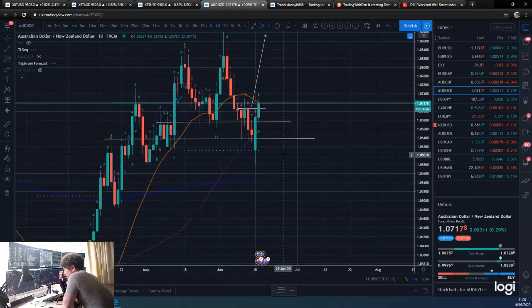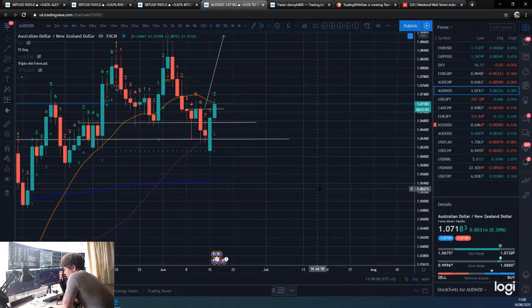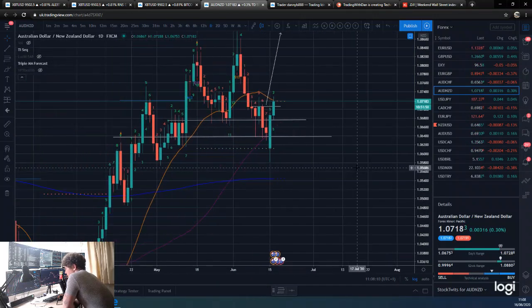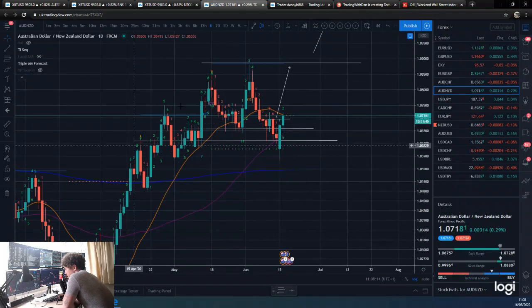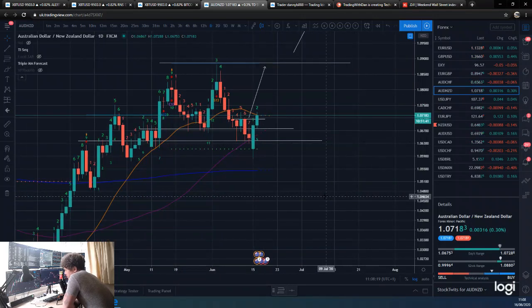Did we have anything on the daily as well? No, nothing on the daily, but it's hard to read this one. It's looking like a bit of a rounded top. Yeah, it's hard to read this one.